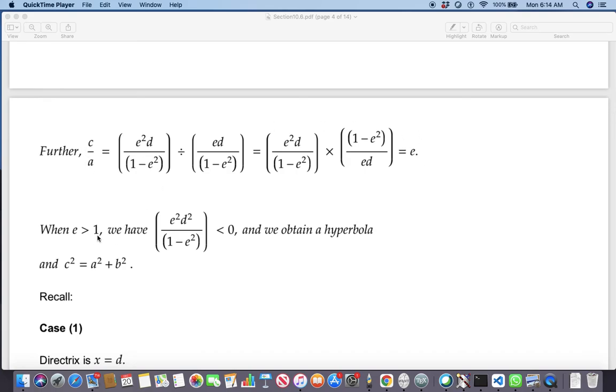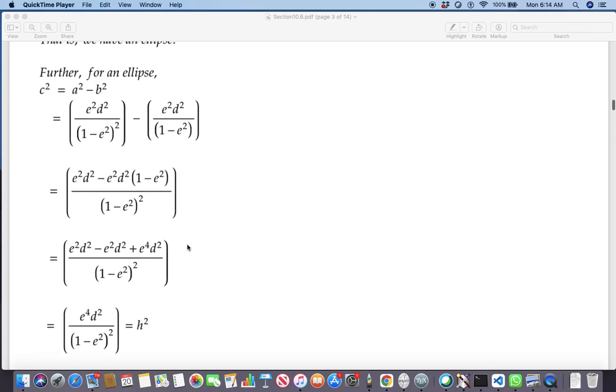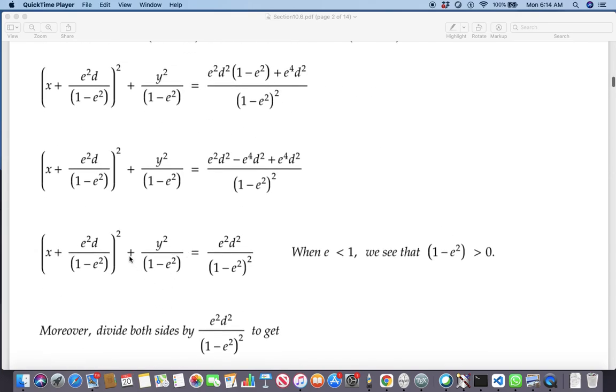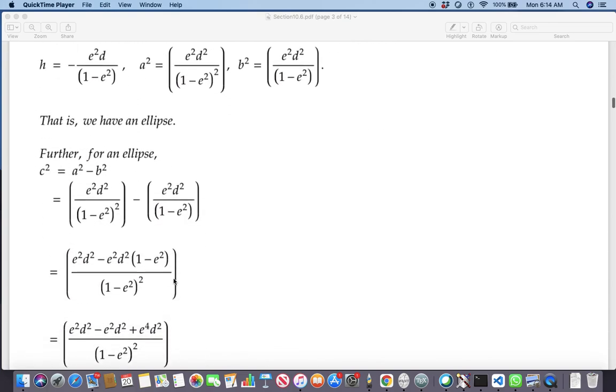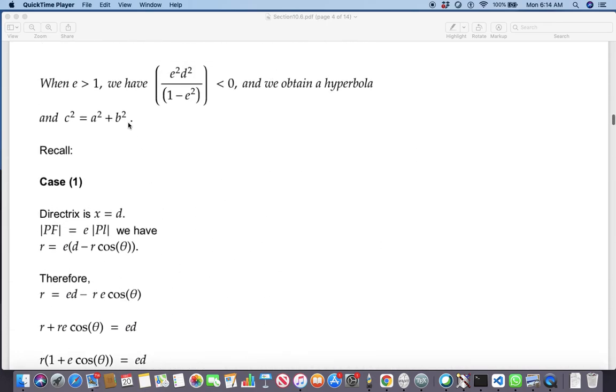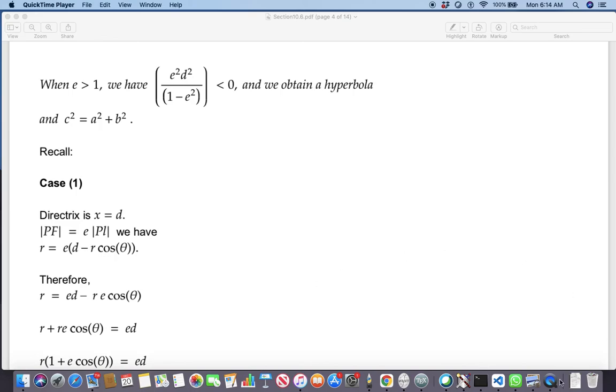When e is greater than 1, notice that e greater than 1 makes this a negative quantity, and that's when you have a hyperbola. Let's check it again. Here, this becomes negative when e is greater than 1. So you get a hyperbola when e is greater than 1. All right, so now we'll come to case 1 in a minute. Next video.